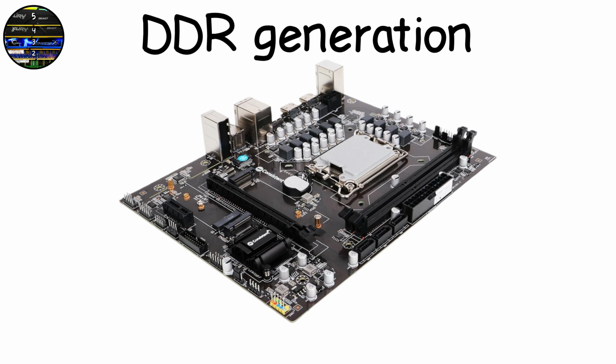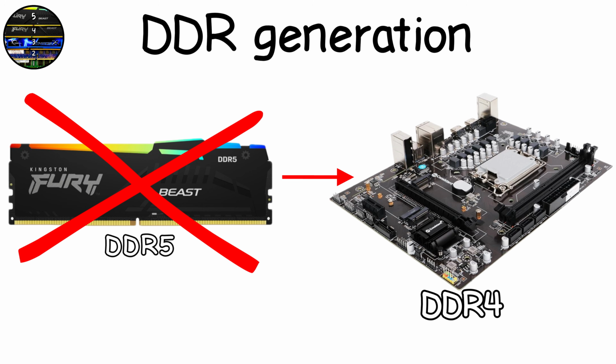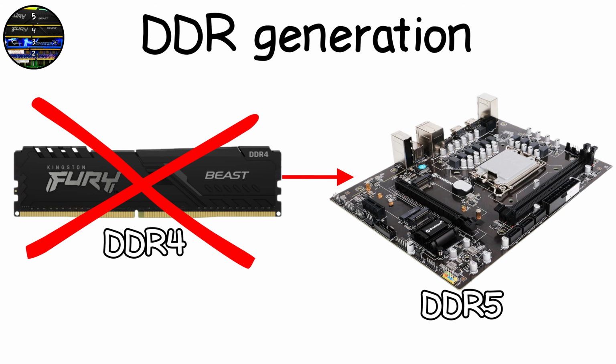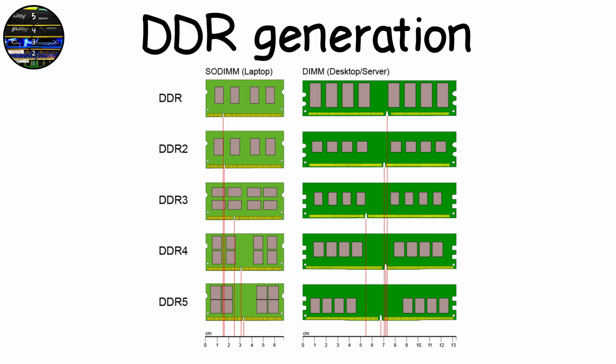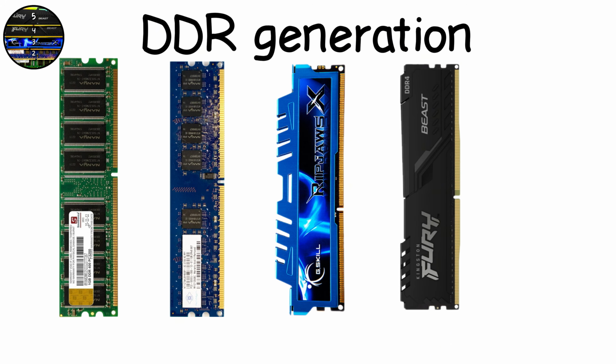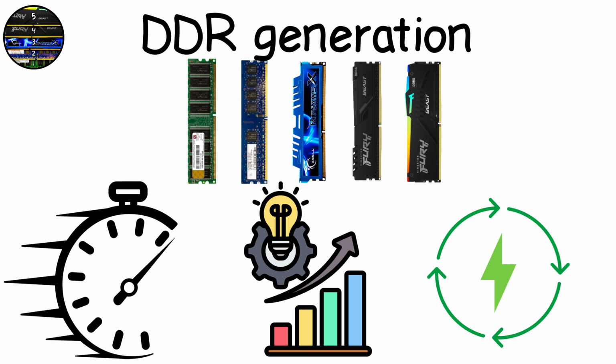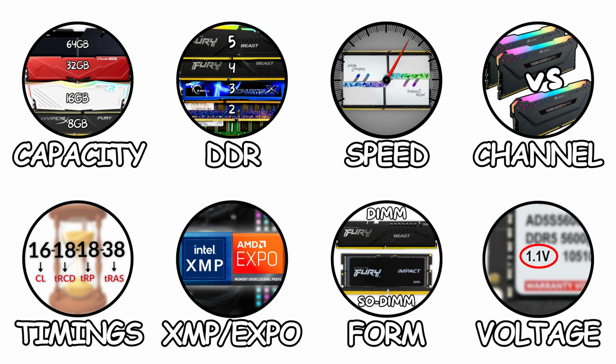Your motherboard supports only one DDR generation. You cannot use DDR5 RAM in a DDR4 motherboard, and you cannot use DDR4 RAM in a DDR5 motherboard. The physical notch on the bottom of the RAM stick is in a different position for each generation, so you literally cannot insert the wrong generation into your motherboard slots. Each new generation brings improvements. Speeds get higher, power efficiency improves, and new features get added.